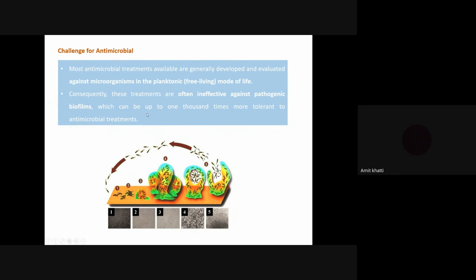So suppose we are treating 10 animals. It is not likely that all 10 animals will respond to the antimicrobial therapy for postpartum uterine infection. Why are we getting this variation? We are getting this variation because of antimicrobial resistance. We are not testing a particular animal for its resistance profile.